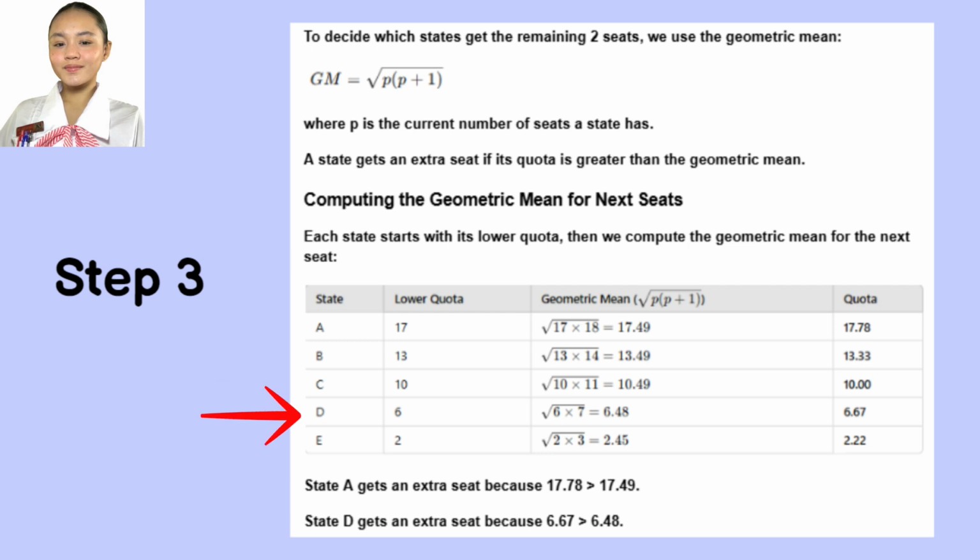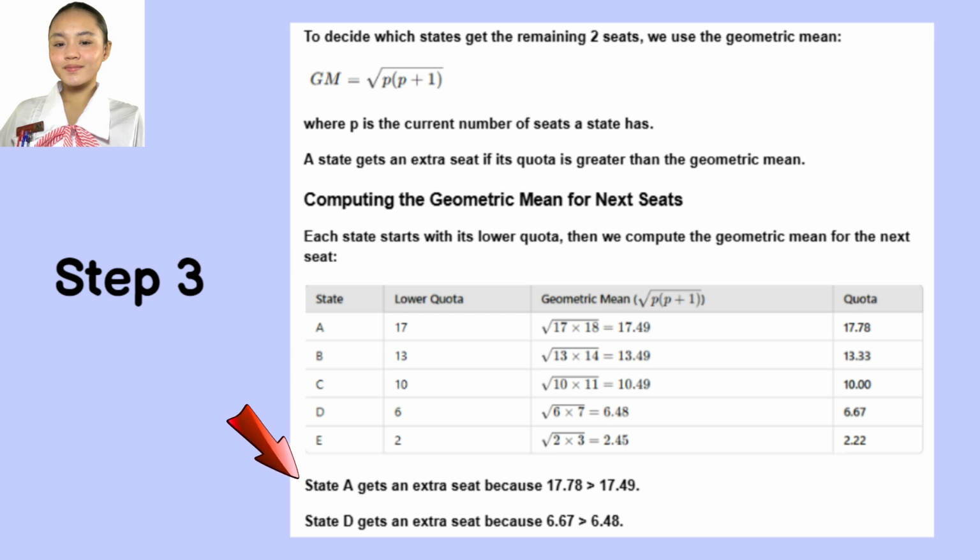State D, lower quota is 6. Geometric mean is 6.48. Quota is 6.67. State E, lower quota is 2. Geometric mean is 2.45. Quota is 2.22.